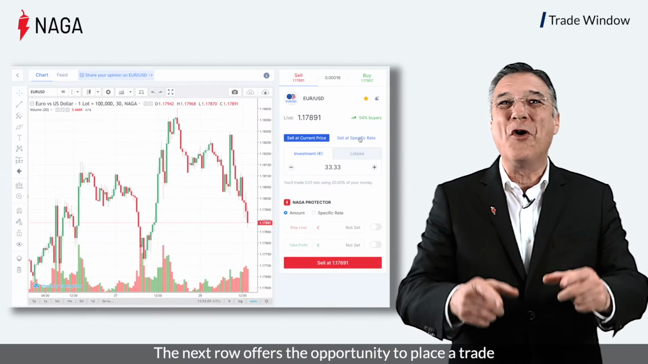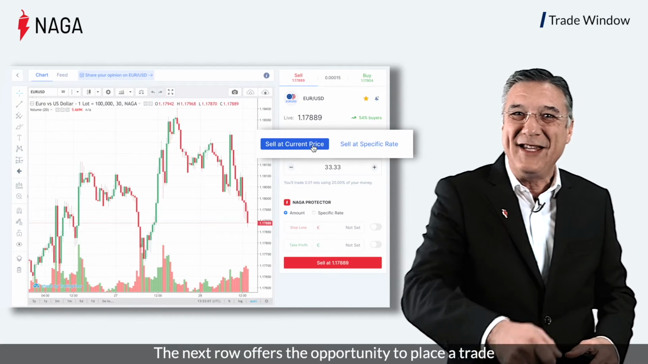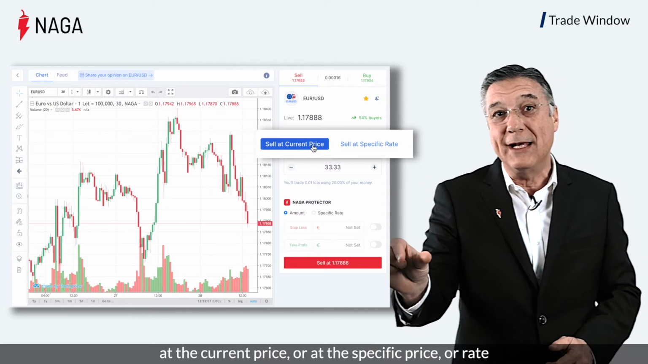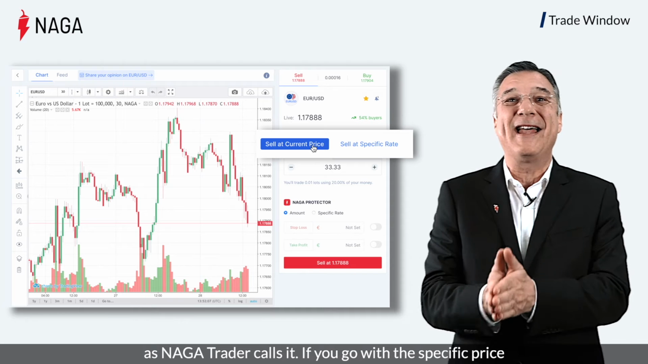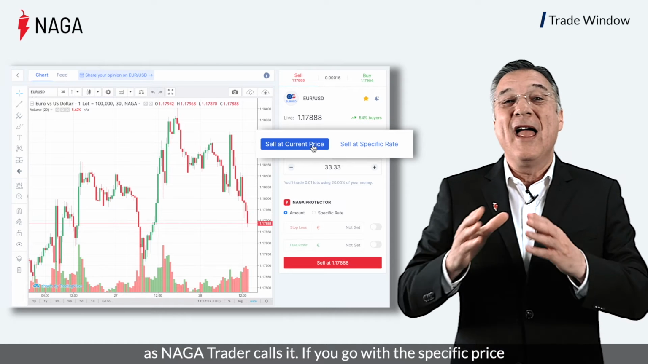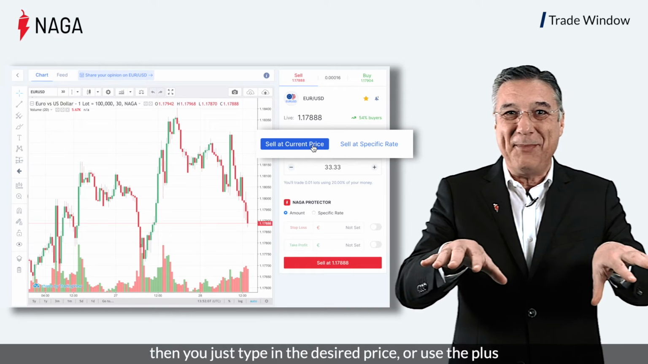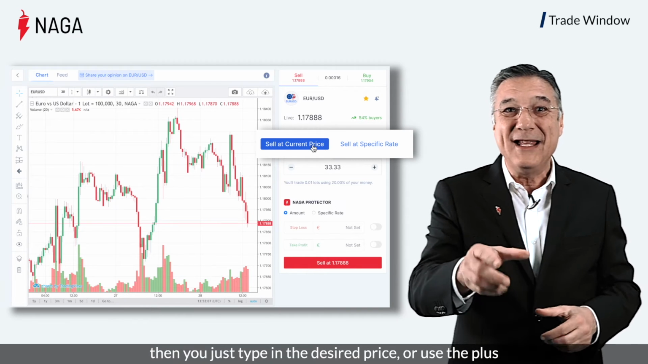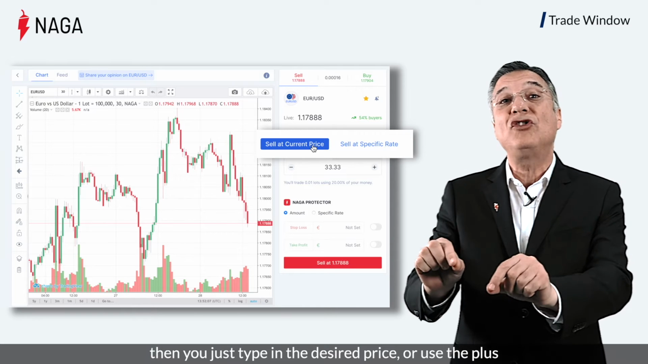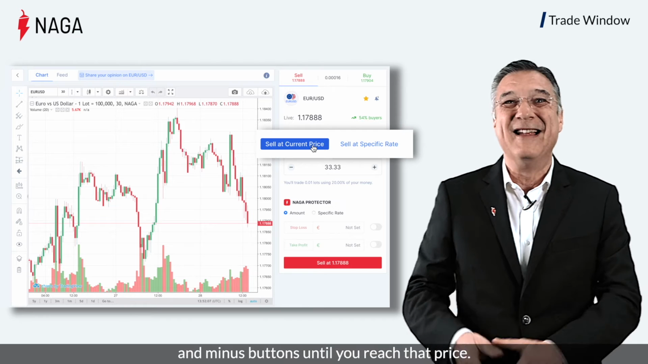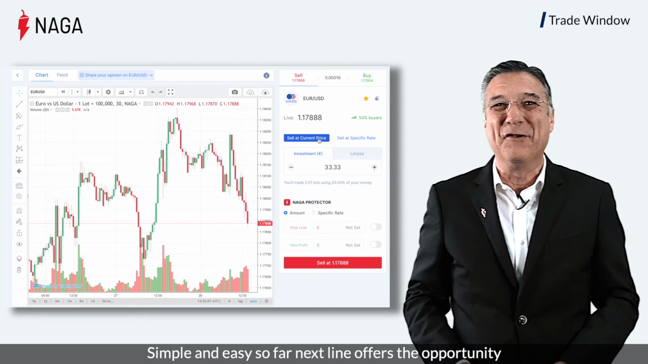The next row offers the opportunity to place a trade at the current price or at a specific price or rate, as NAGA Trader calls it. If you go with the specific price, then you just type in the desired price or use the plus and minus buttons until you reach that price. Simple and easy so far.